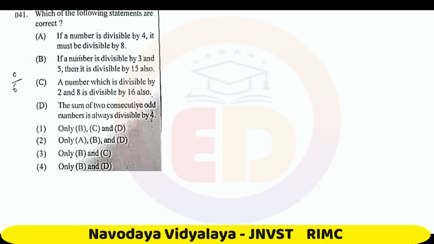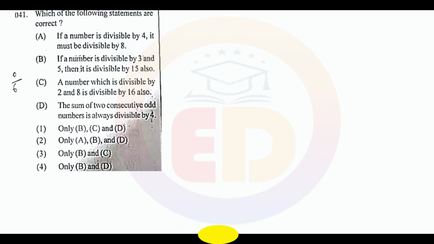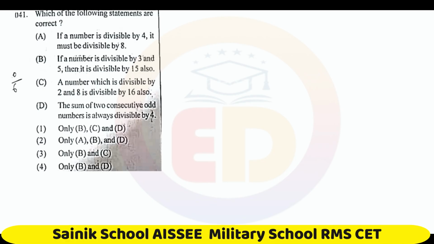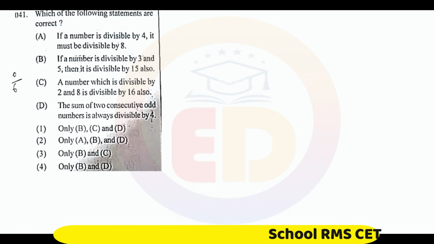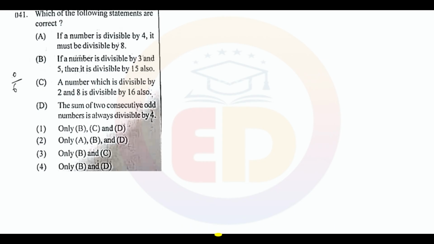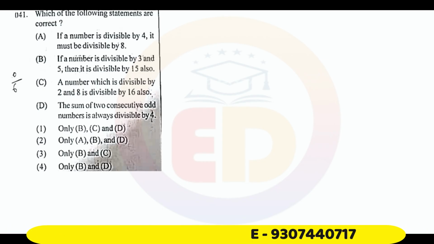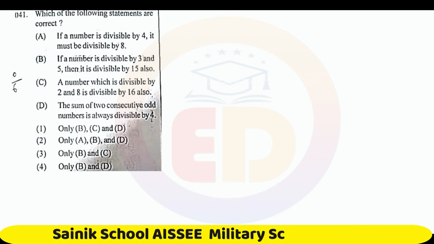Question number 41. Slightly tricky question, a thought over question, and the options too are slightly different. Till now they have not given such kind of options. This is a typical NDA style of options given here: B, C, D is correct, A, B, C is correct. However, we have practiced a lot of questions like this. So let us start and analyze which of the following statements are correct. You have to analyze each and every option very carefully.